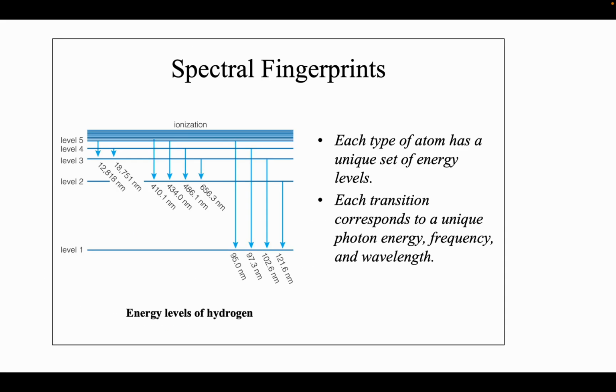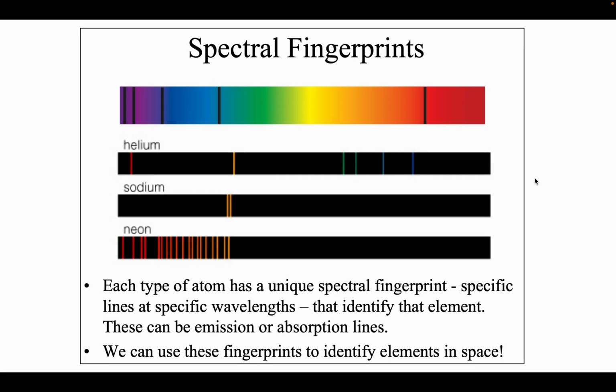Each type of atom has a unique set of energy levels. Here is hydrogen, and the energy levels of hydrogen have been shown. Each transition corresponds to a unique photon energy, giving a photon with unique wavelength and frequency. So each type of atom has a unique spectral fingerprint, as we just showed. With specific lines at specific wavelengths, you can clearly see and identify the element. This can be an emission line or an absorption line. We can use these as fingerprints to identify elements in space.